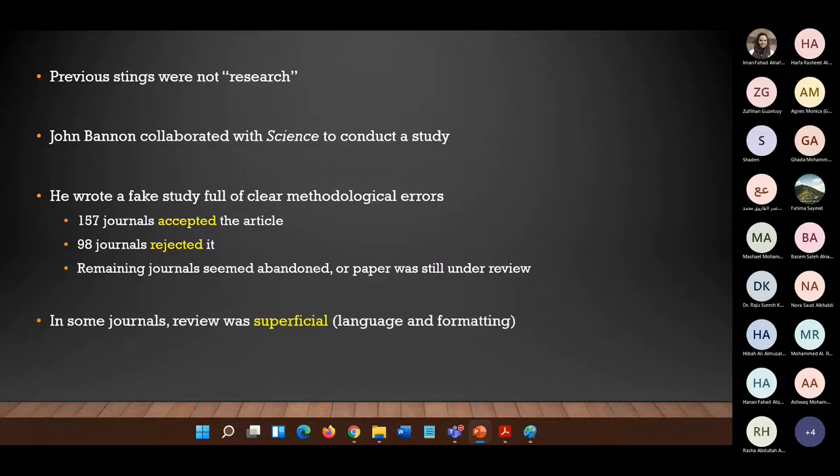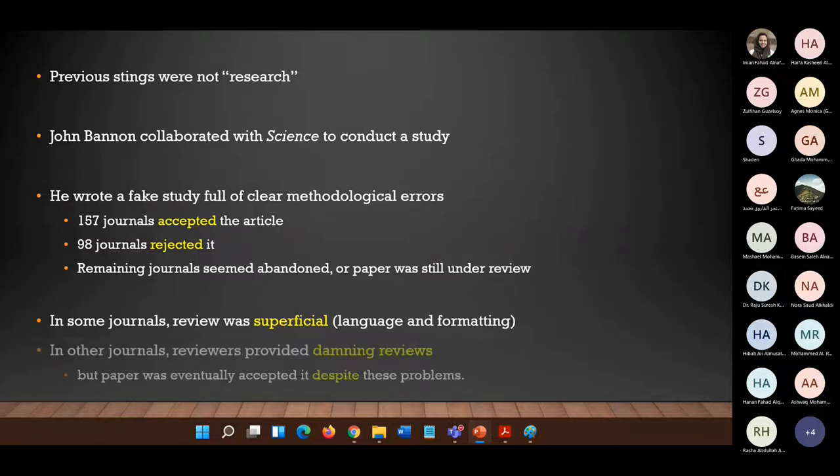Now, this is the critical part. In some journals, the review was superficial. So they pretend to have peer review, but they don't look at the content. They say, okay, we want the font to be 12 Times Roman. We want the formatting to be like this. Like we said in the previous example, the abstract was short. We need more references. But that's not the only thing you do when you peer review a paper. You need to look at the content also.